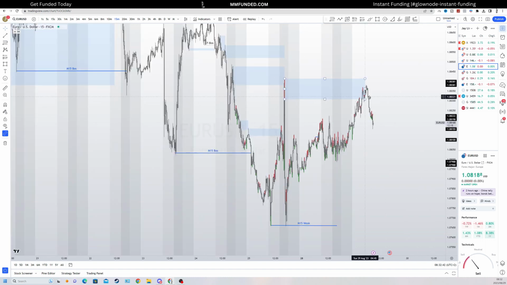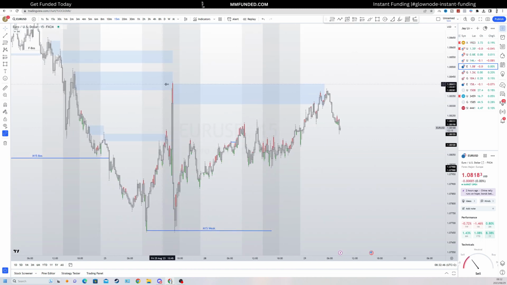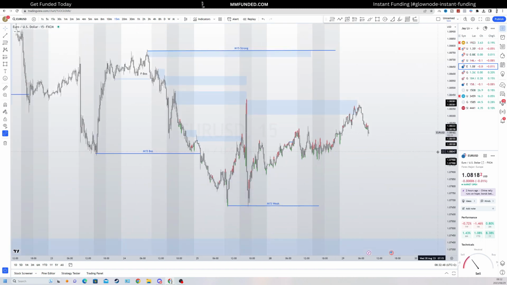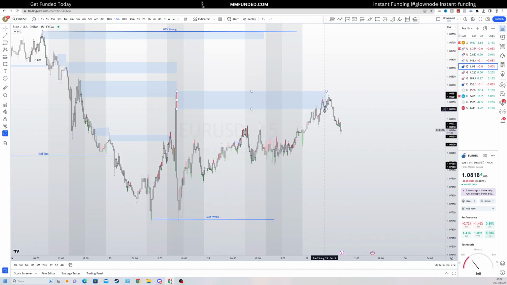Okay, so EURUSD yesterday, early this morning, eventually came up to the areas of supply that we marked out in yesterday's stream, which has given quite a bit of a reaction off of the supply area.